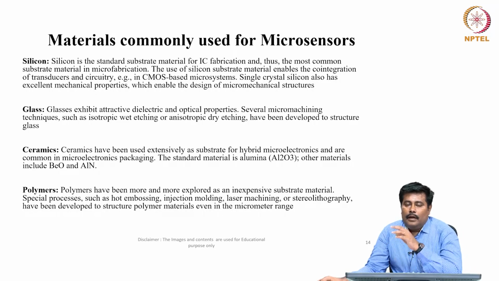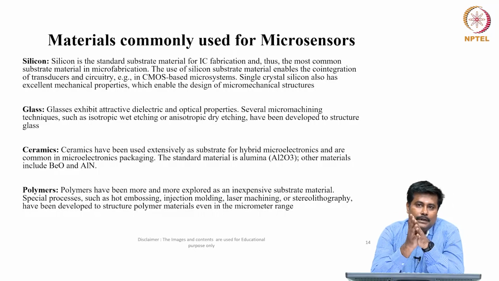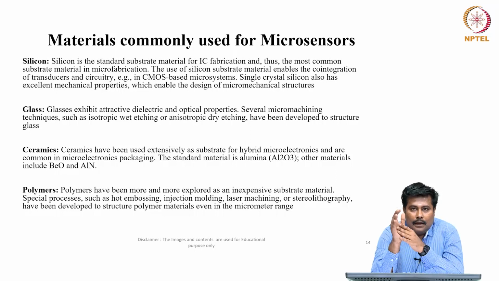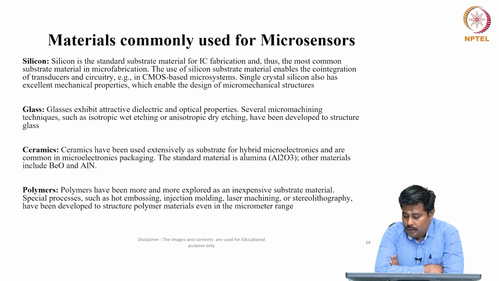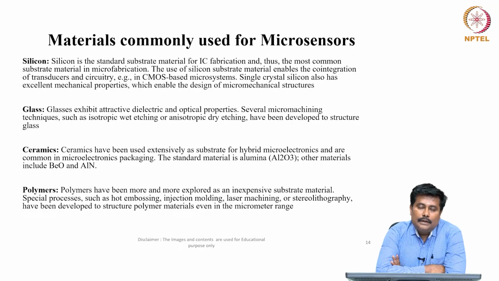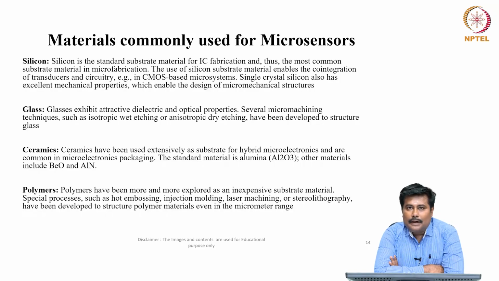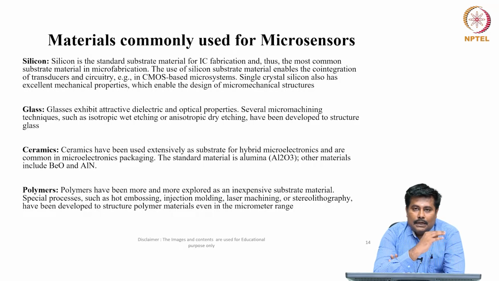Now, when we are trying to establish these microsensors or microtransducers appropriately, there is a need to identify the material based on the requirement. The material commonly used for microsensors is silicon, which is considered to be a standard substrate material for IC fabrication, and thus the most common substrate material in microfabrication. The use of the silicon substrate material enables the configuration of transducer and circuitry, for example in CMOS based microsystems.